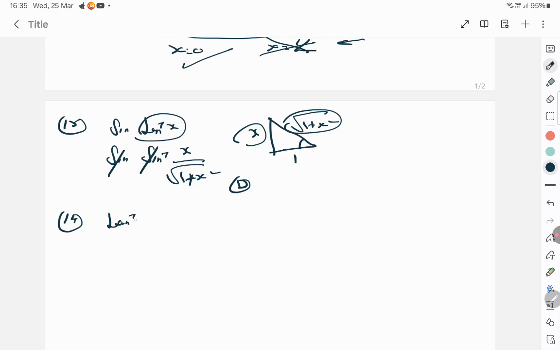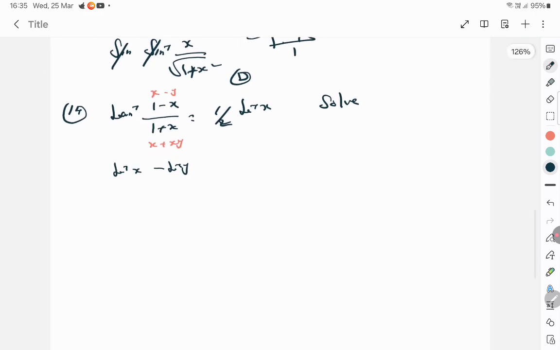Tan inverse of 1 minus x by 1 plus x is half tan inverse of x. This is a solved sum where you have to use the right hand side also. The moment you look at it, you should consider this as x minus y by 1 plus xy. That's the way it is. It's tan inverse of x minus tan inverse of y. In this sum, what is x?